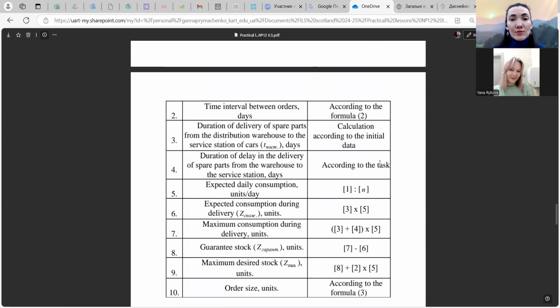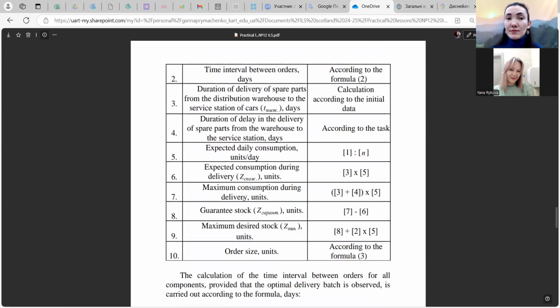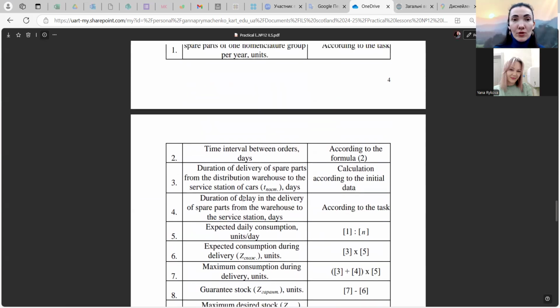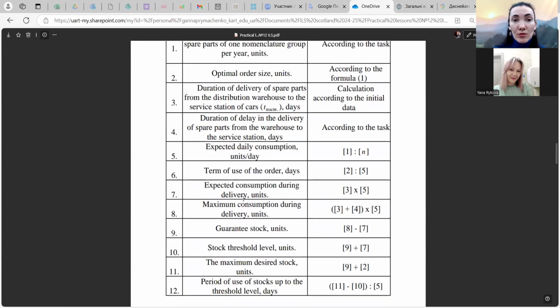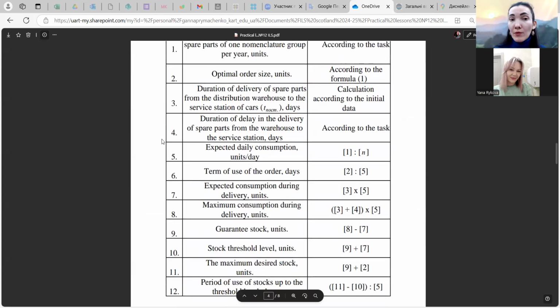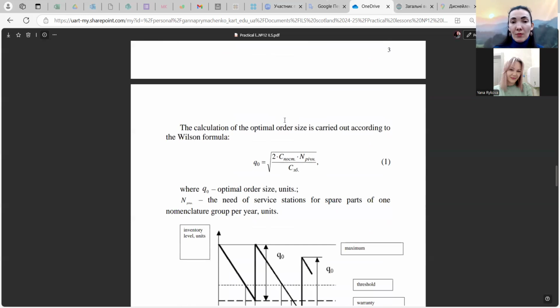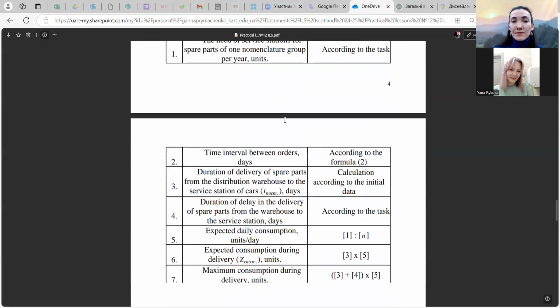Okay, next position. It is number 5, the same as in the previous table. I showed it previously. In the previous table it was number 4, duration of delay. And 3 and 4 are the same in the table. Okay. Come back to our table 4.